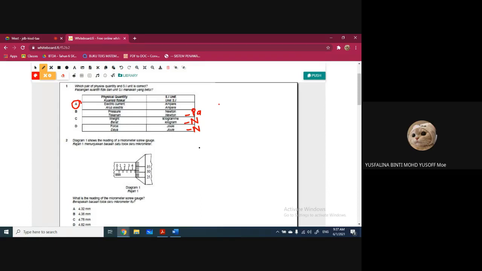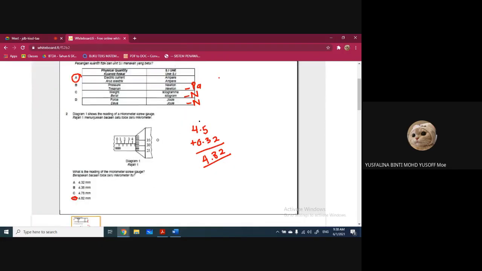For number two, diagram one shows the reading of the micrometer screw gauge. What is the reading of the micrometer screw gauge? This is 4.5, and then you have to add 0.32, so you got the answer 4.82. Because the micrometer screw gauge reading should be in millimeter, the answer should be D. So number one is A, number two, the answer is D.